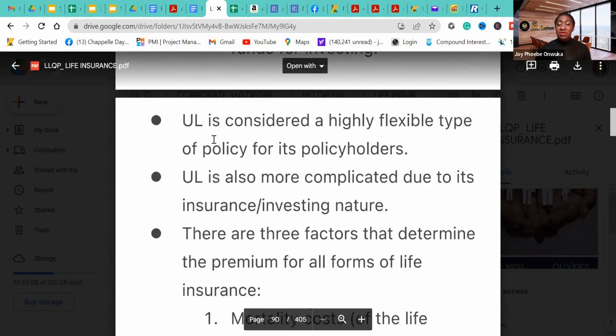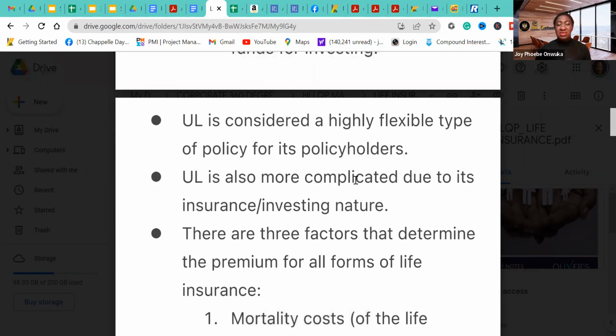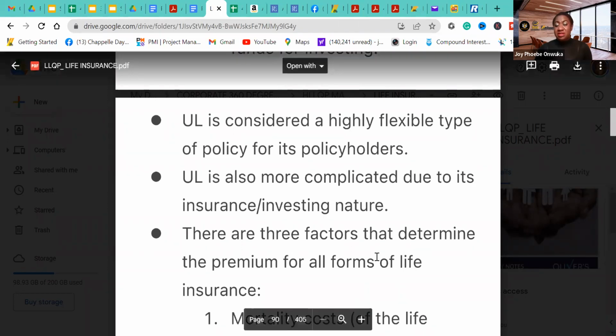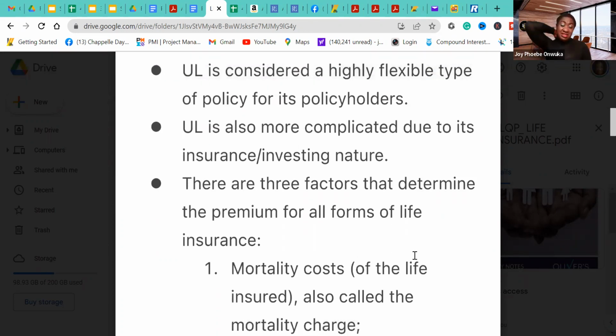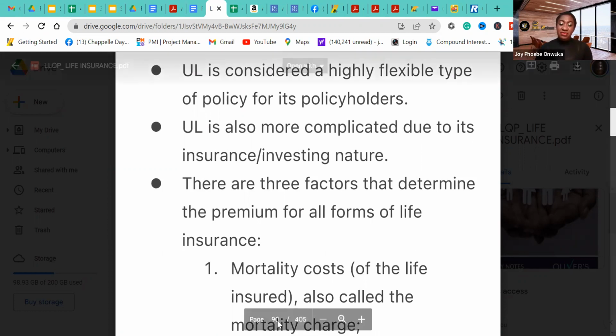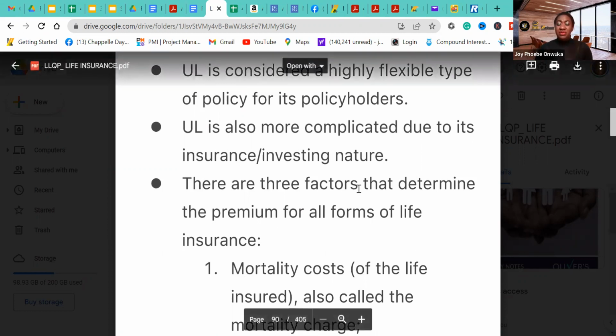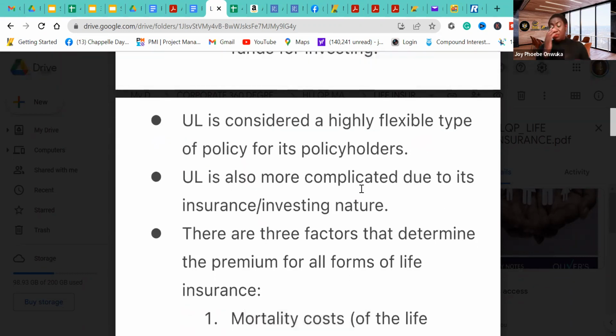Now, universal life is considered a highly flexible type of policy for its policyholders. Universal life is the most flexible form of life insurance. Also, universal life is more complicated due to the insurance investment nature. One thing I want you to understand right off the bat is that universal life is the most flexible form of life insurance. It puts the power of choice in the hands of the policyholder through the help of his or her advisor, all right?